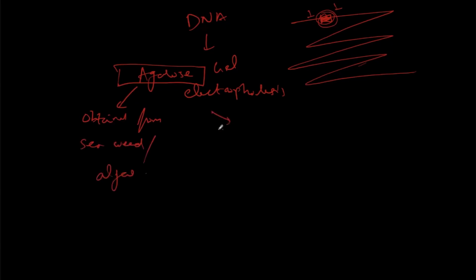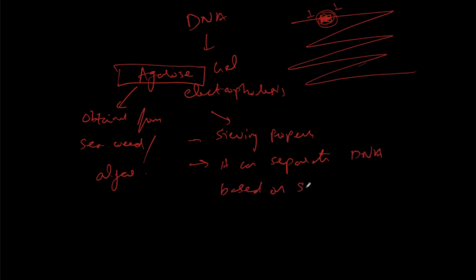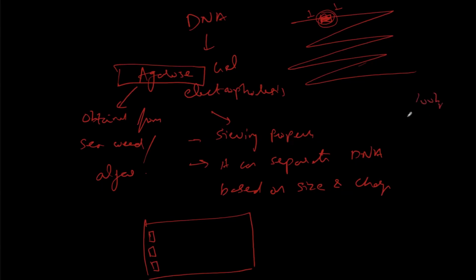This is the property you should remember again. It has a sieving property, and sieving property basically means that it can separate DNA based on size and charge. So now we know that this is the agarose gel, and this is where we load our samples. After digestion, we will have 100 base pair and 1000 base pair DNA fragments. Let's suppose that. Now this is negative and this is positive, and we know that DNA is negatively charged, so it should move towards the anode.